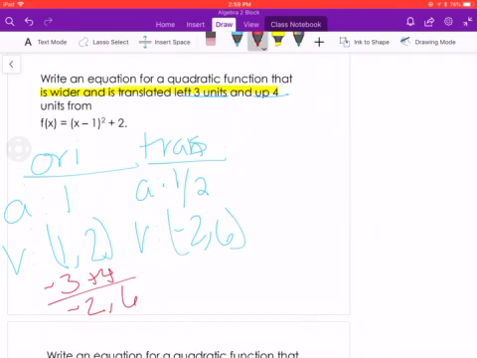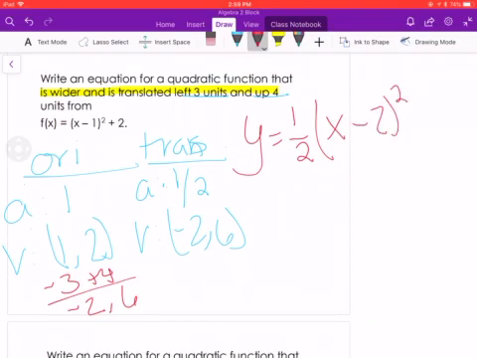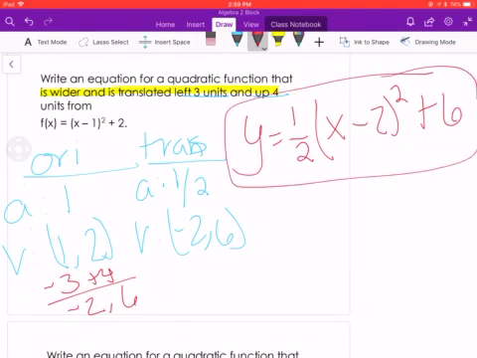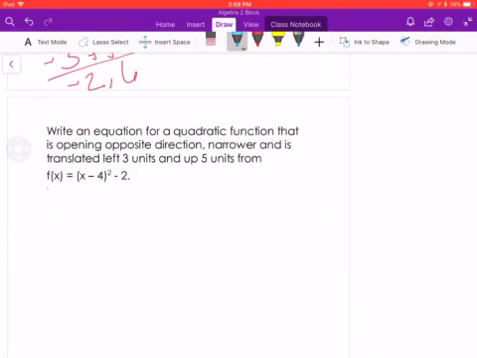And to write that, you're just going to use y equals 1/2, your parentheses, x minus 2 squared, and then plus 6. Another one is write the equation that is opening in the opposite direction, is narrower, and is translated left 3 and up 5. So we're going to have our original again.